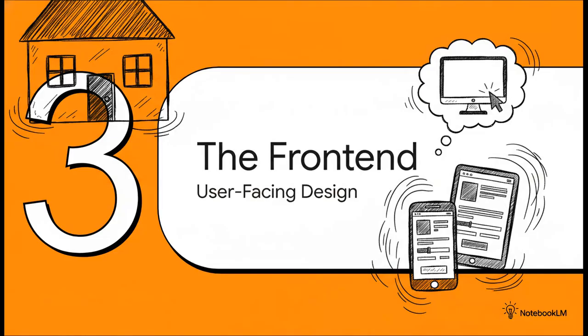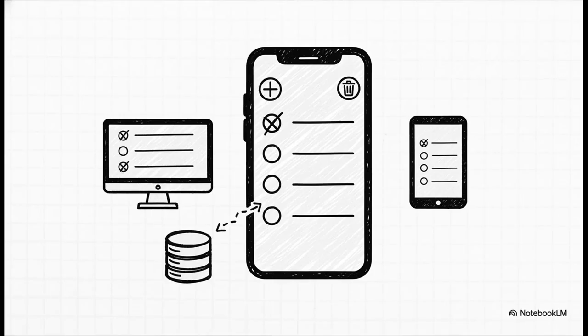All right, so we've seen the blueprint. Now let's step inside the house. We're going to look at the part that everyone actually sees and interacts with. The interior design, the paint, the furniture. In the software world, we call this the front end. So what is this app? It's actually a pretty straightforward to-do list, something we've all probably used a million times.